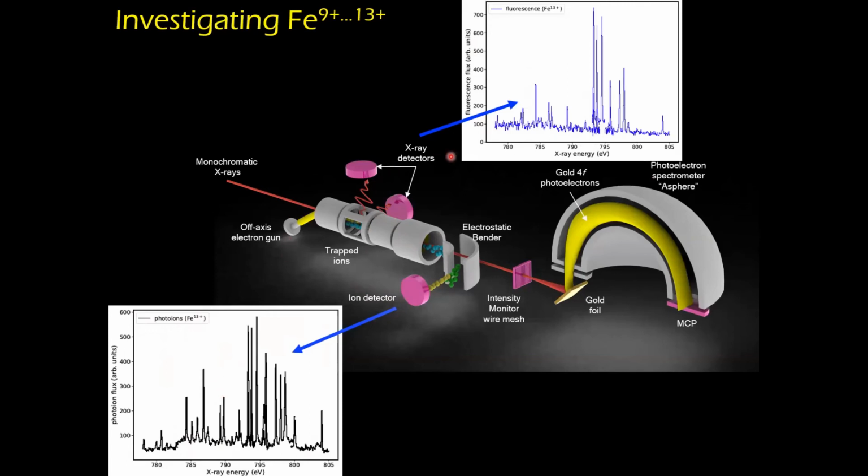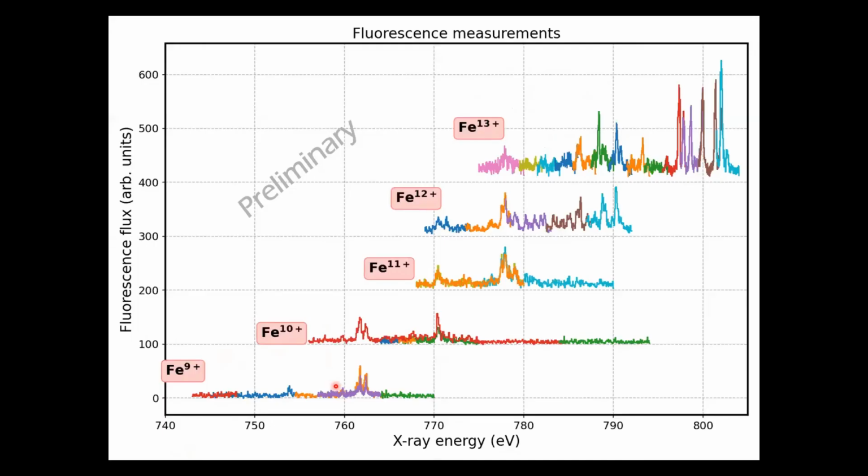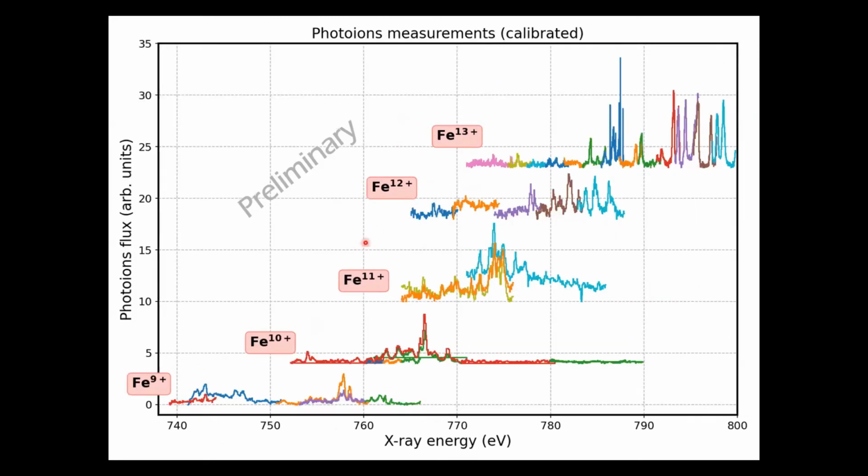So we could measure both of these things, and these are preliminary measurements from just 3 weeks back from 13 plus, 12 plus, 11 plus, 10 plus, and 9 plus. These are all fluorescence measurements representing the radiative part of the transition, and this is the autoionizing part. These are also different transitions, at lower charge states. We are also planning to go down to 5 plus, 6 plus, and 7 plus, covering a range up to 700 electron volt.